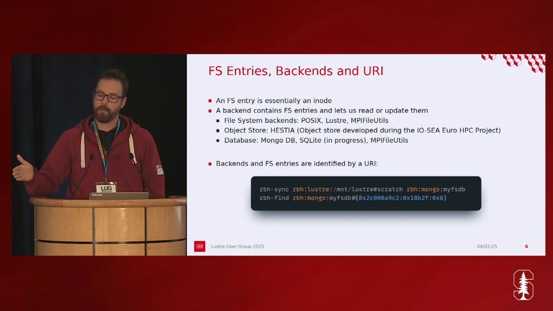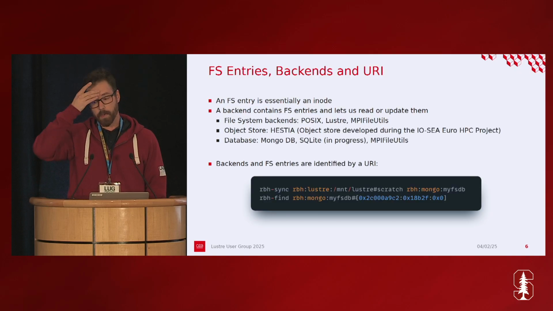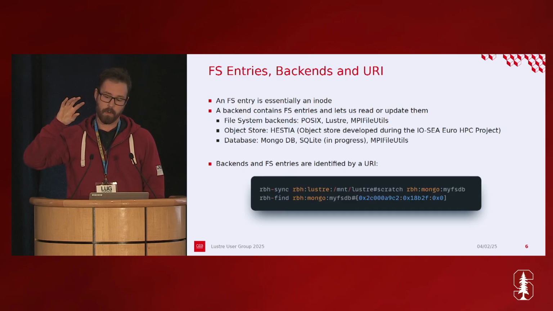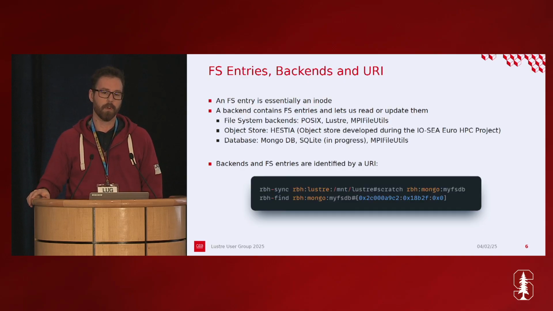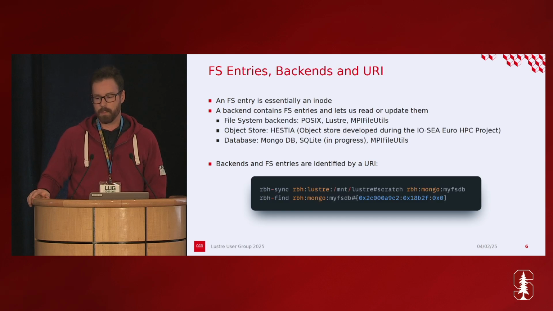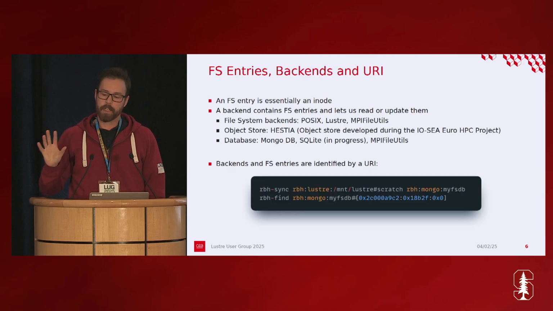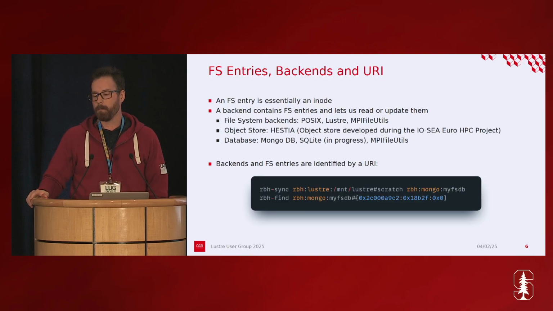And we also have extensions specific to Lustre, and we also support the MPI file utils library that I'll show a bit later. Robinhood 4 is also flexible enough to support object store kinds of storage systems. So we support one object store called Hestia, which was developed under the IO-SEA EuroHPC project. And we also have the database kind of backends.